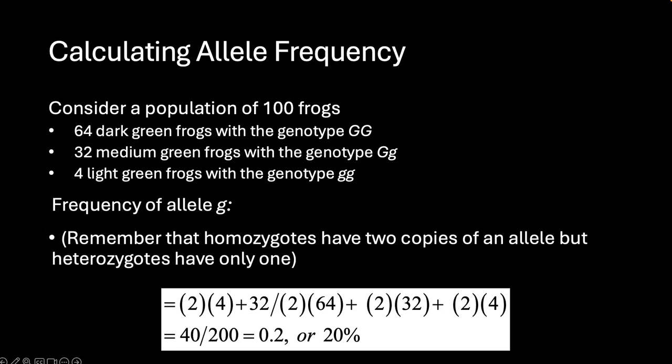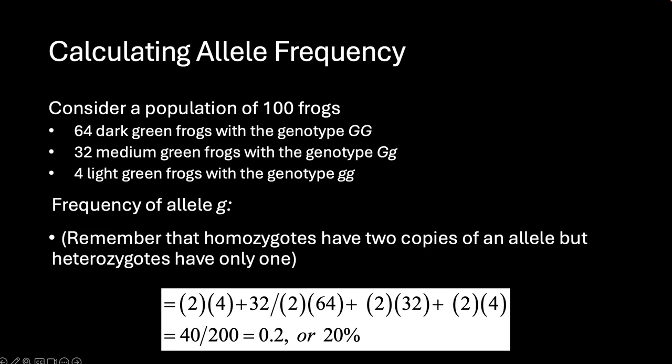Okay, so here we have a population of 100 frogs, and the number of each genotype are shown here. Note that each frog in the population contains two alleles, with some being homozygous and some heterozygous. So if we are looking at the frequency of the little g allele, we need to first determine the number of little g's in the population. For our homozygous recessive individuals, we have four frogs that have two little g's each. So we take our four frogs and we multiply by 2 to account for our 8 alleles in these four frogs.